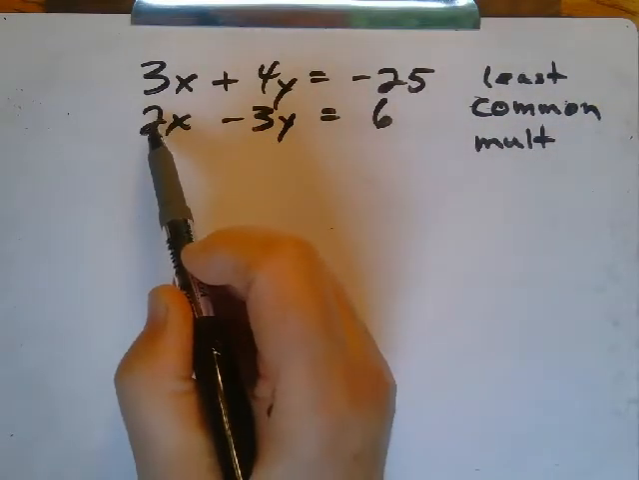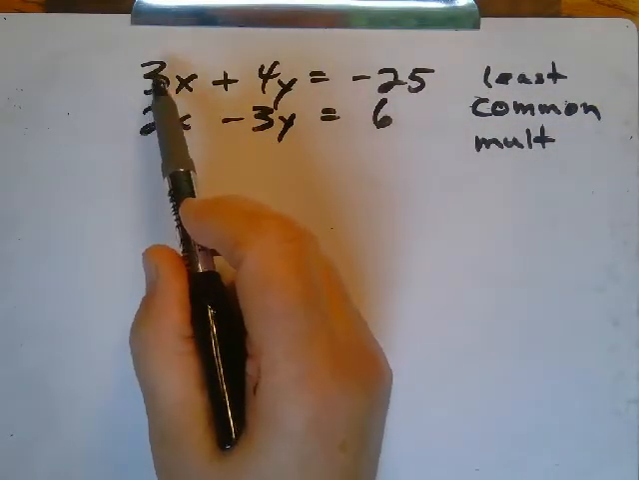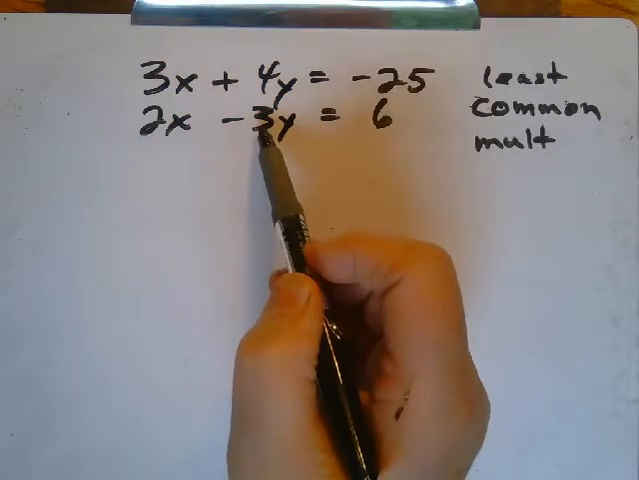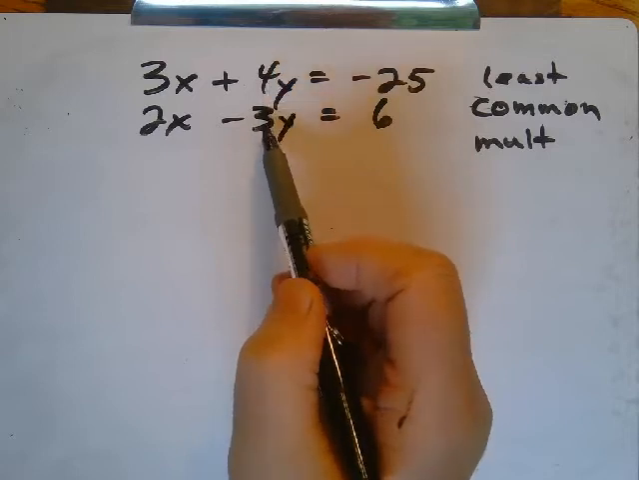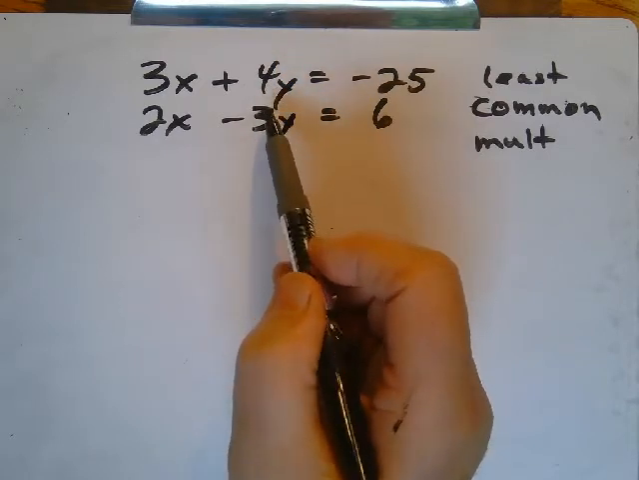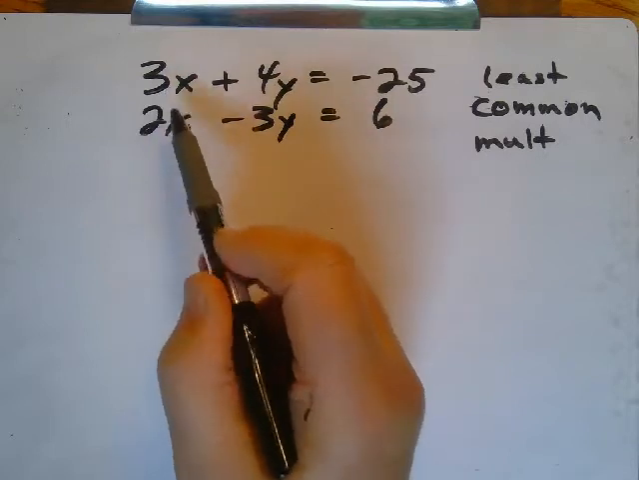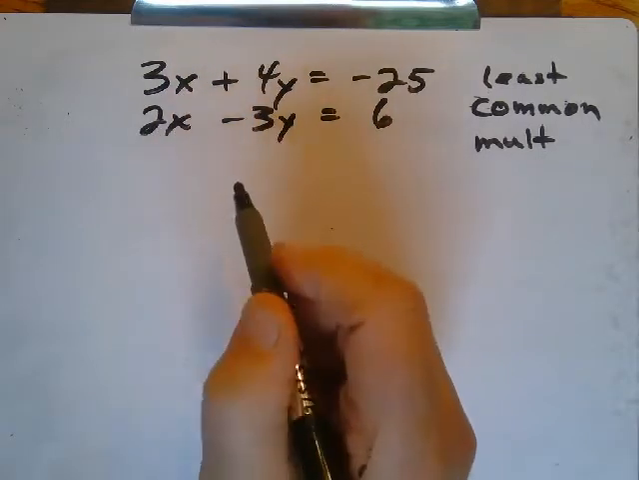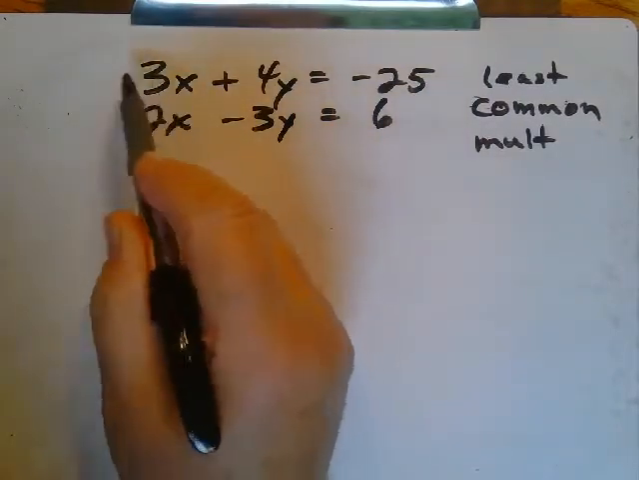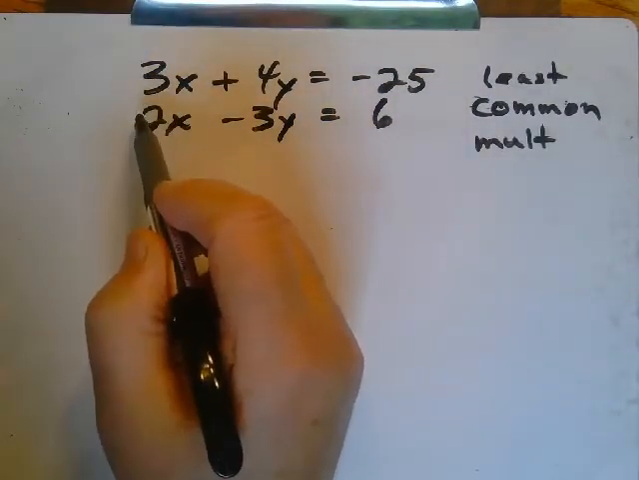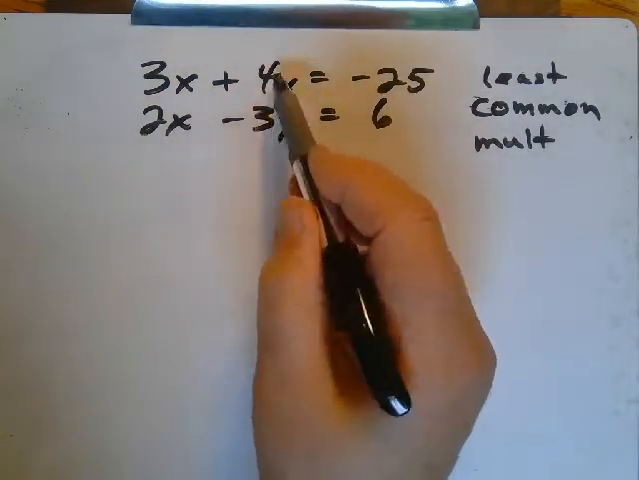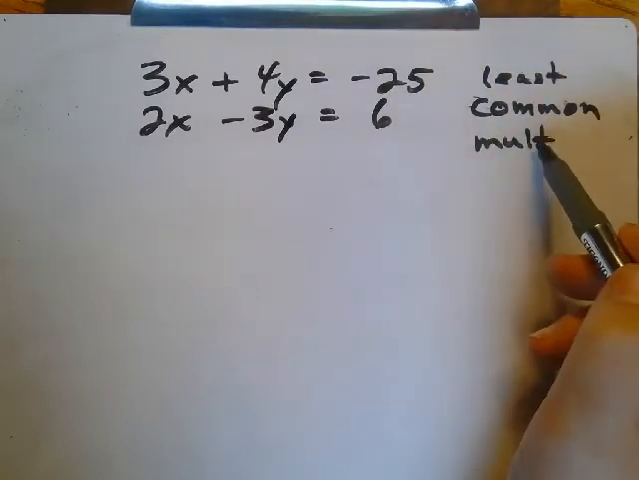Well, if I multiply this by something, I'll never get 3. If I multiply this times something, I'll never get 2. If I multiply this by something, I'll never get 4, and vice versa. So it appears I'm going to have to multiply both these equations by something different. I can choose to try to get 6 here and negative 6, or I can try to get 12 here and a negative 12, the least common multiple.